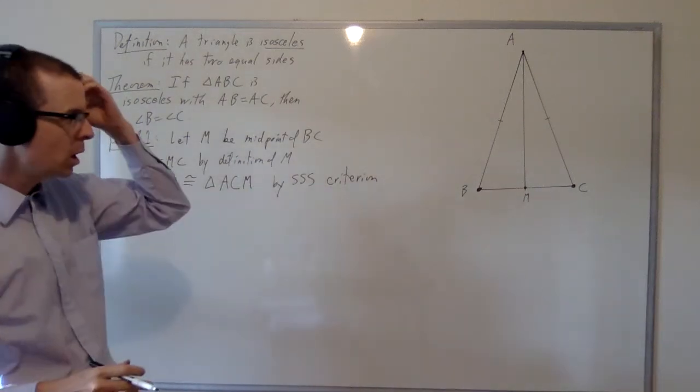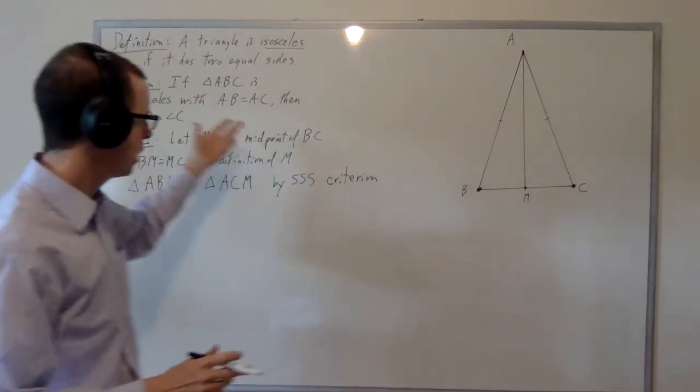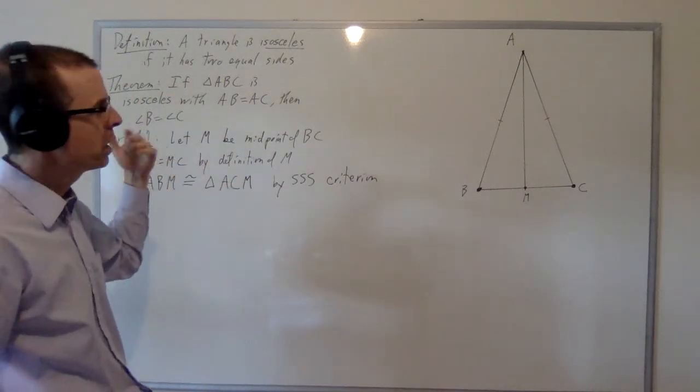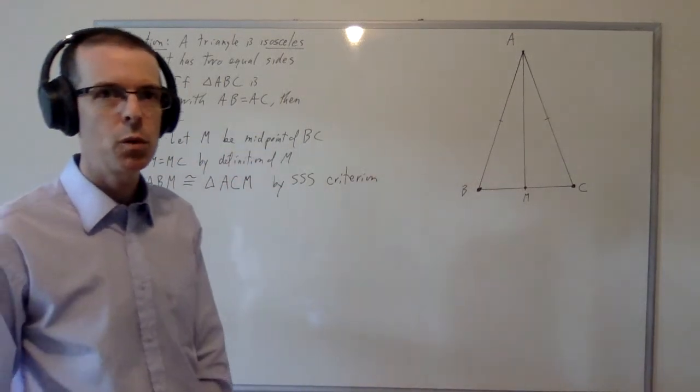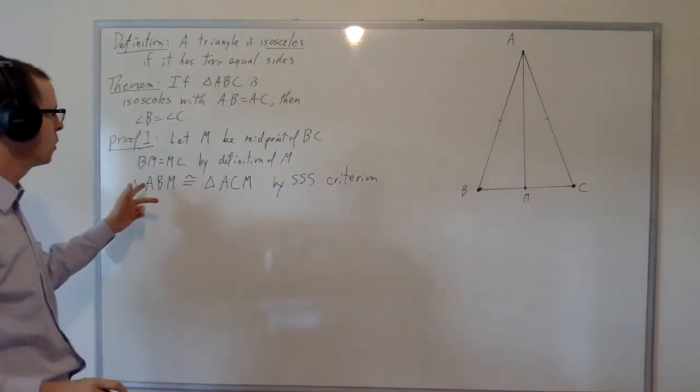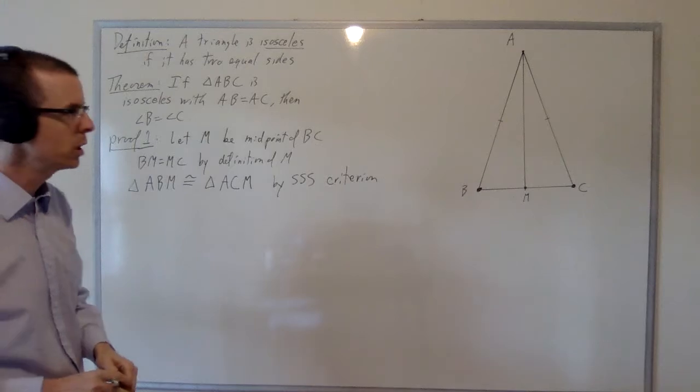And now if triangles are congruent, then some people like to say CPCTC: corresponding parts of congruent triangles are congruent. If they're congruent, then they're the same in every respect. Corresponding parts will be equal. And so we can start deducing that the angles are equal.